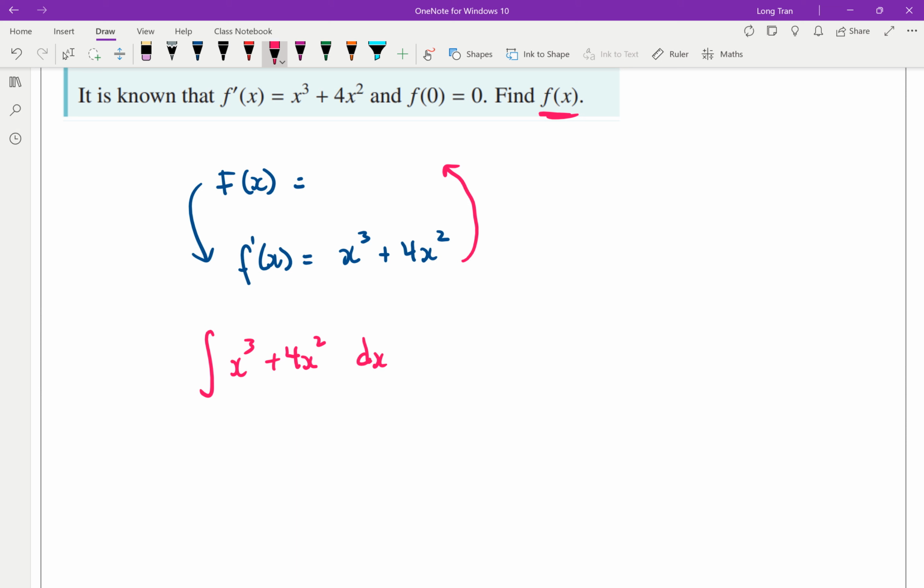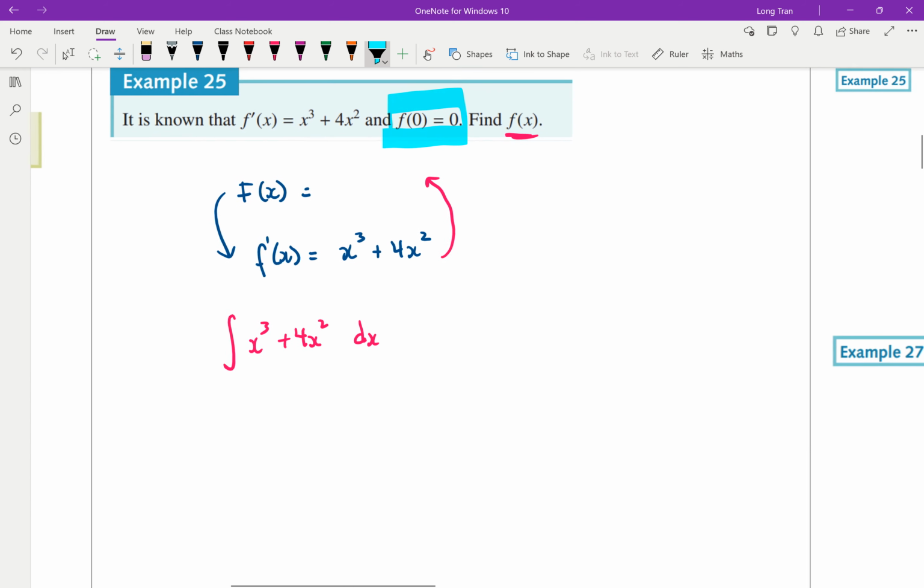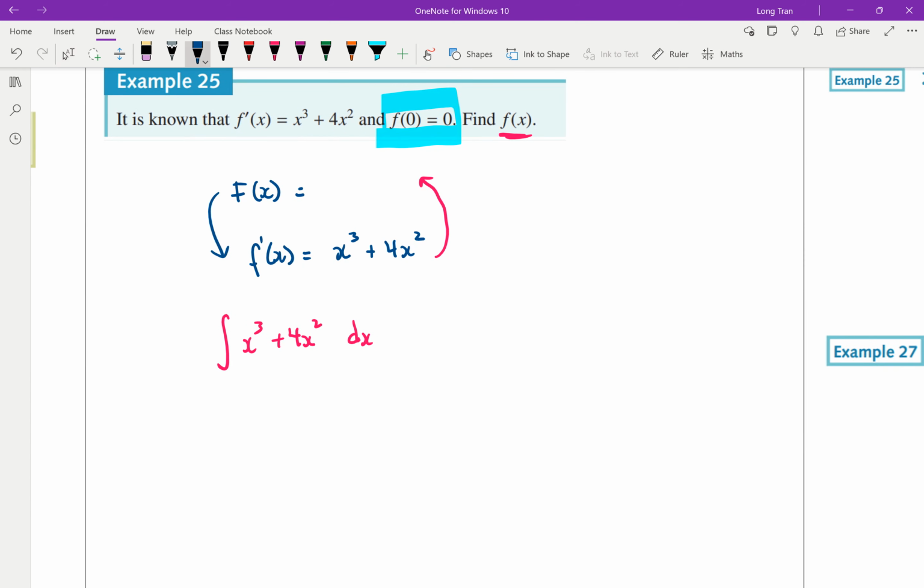Okay, now remember, when you're doing this question, how do you find c? The only way to get c is they have to give you a coordinate. Okay, so in this case, x is 0, y is 0. So to answer this question, again, you're going back to your antiderivative rules. Here we go. Antiderive of x cubed, x to the power 3 plus 1 over 3 plus 1, plus 4 stays the same, 2 plus 1 over 2 plus 1, don't forget plus c.